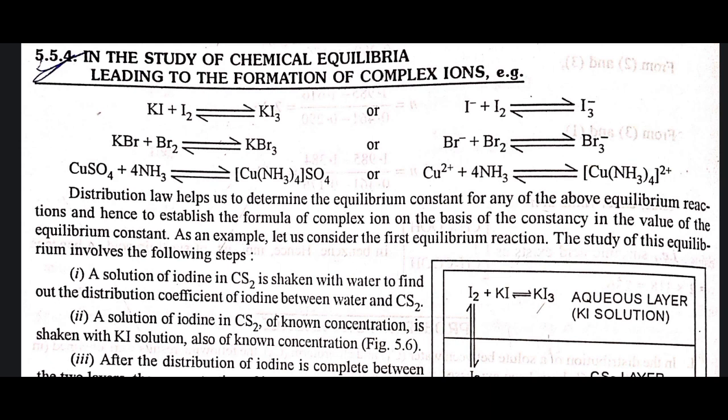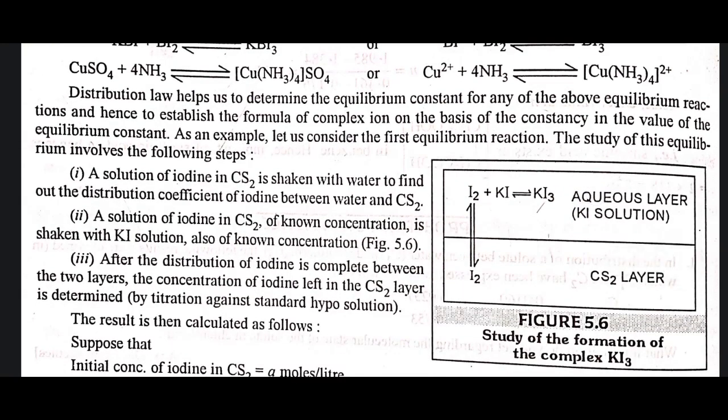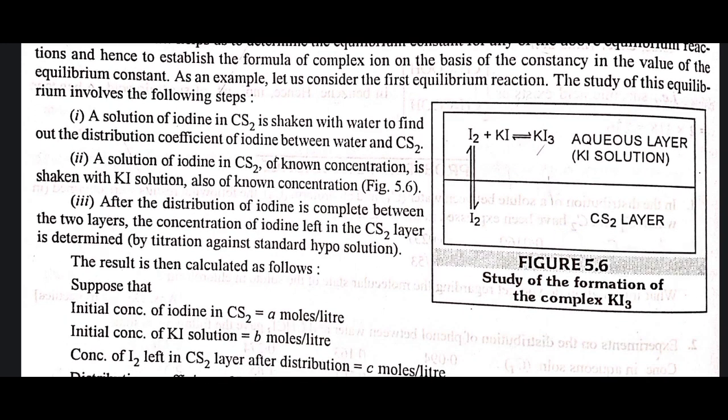As an example, let us consider the first equilibrium reaction. The study of this equilibrium involves the following steps. First, a solution of iodine in CS2 is shaken with water to find out the distribution coefficient of iodine between water and CS2. Second, a solution of iodine in CS2 of known concentration is shaken with KI solution, also of known concentration. Third, after the distribution of iodine is complete between the two layers, the concentration of iodine left in the CS2 layer is determined by titration against standard hypo solution.